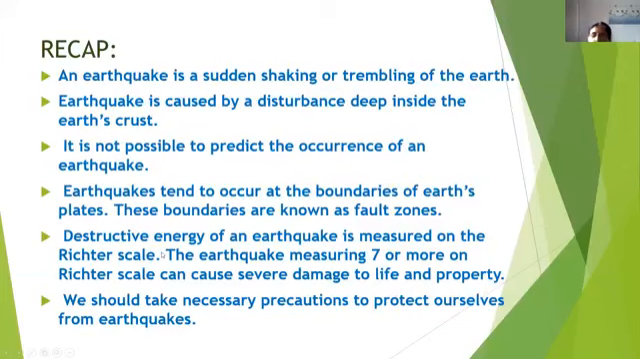Okay, children, so till now we have learnt that an earthquake is a sudden shaking or trembling of the earth. An earthquake is caused by disturbance deep inside the earth's crust, and it is not possible to predict the occurrence of an earthquake. Earthquakes tend to occur at the boundaries of the earth's plates, and these boundaries are known as seismic zones, otherwise called fault zones, and the destructive energy of an earthquake is measured on the Richter scale. An earthquake measuring 7 or more on the Richter scale can cause severe damage to life and property. So we should take necessary precautions to protect ourselves from earthquakes.